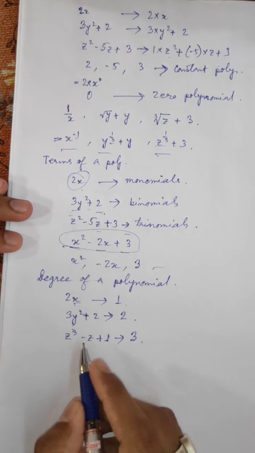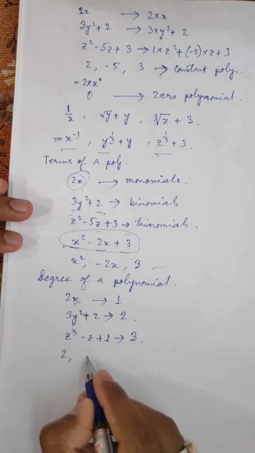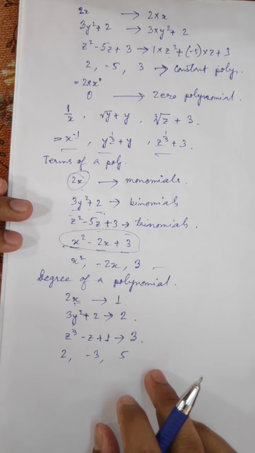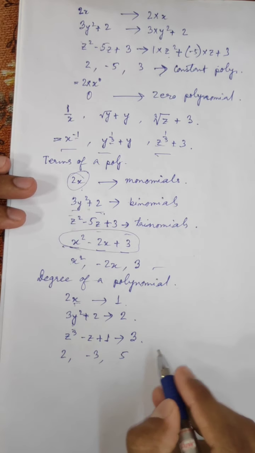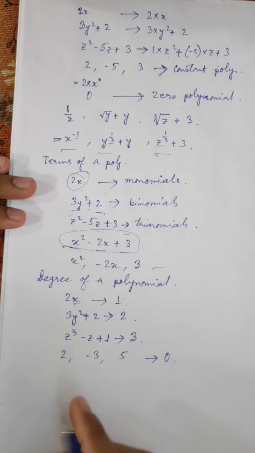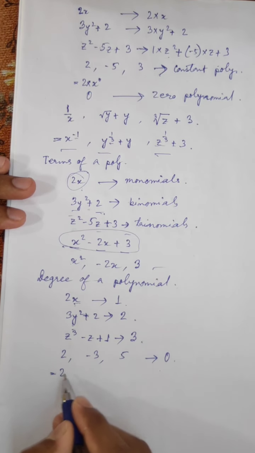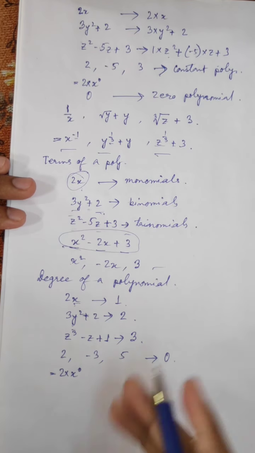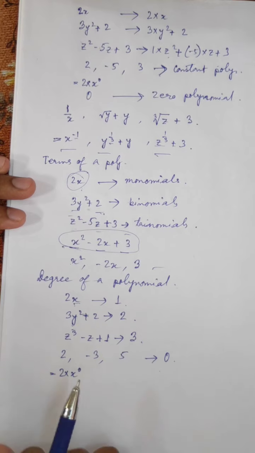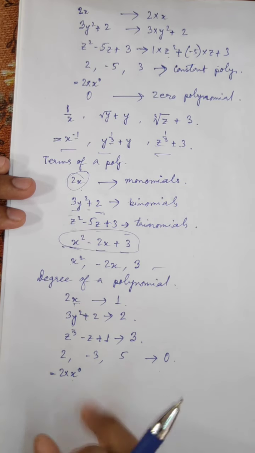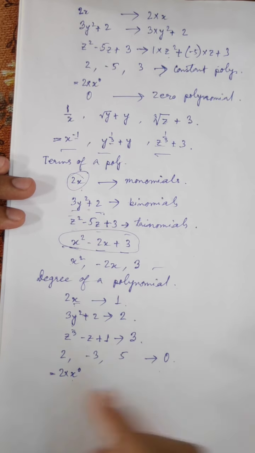Now if I consider the constant polynomial, say 2 or minus 3 or 5, these are the constant polynomials, and the degree of a constant polynomial is always 0. Why? Because 2 can be written as 2 into x to the power 0. Similarly minus 3 and minus 5 can also be written like this. So here you see the exponent or power of the variable is 0, so the degree is 0.